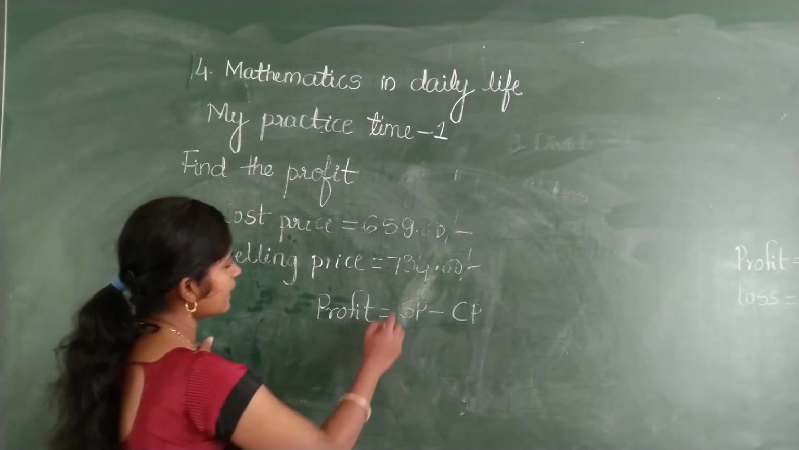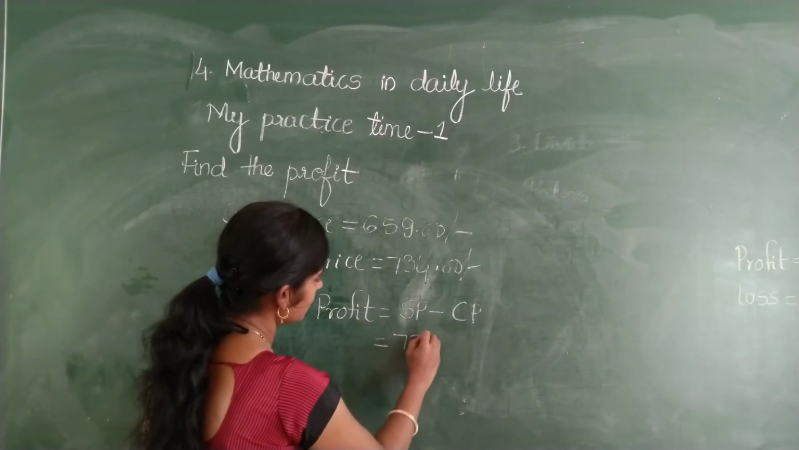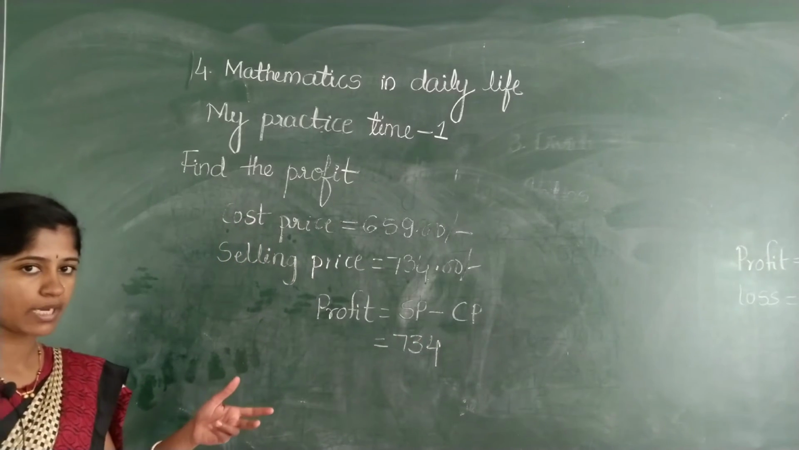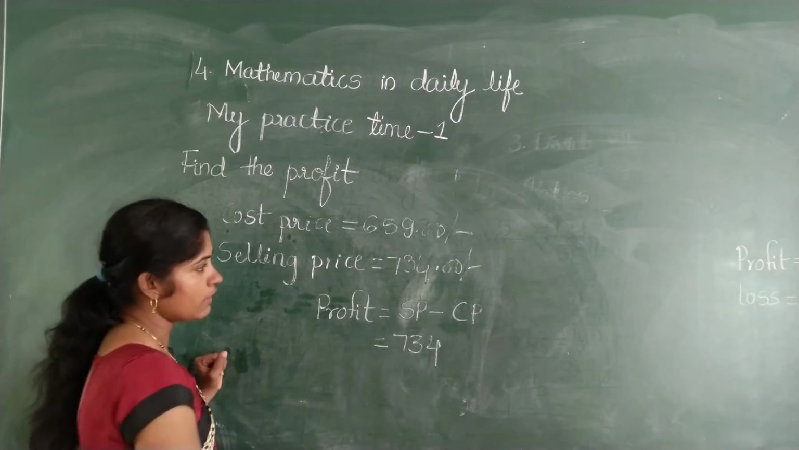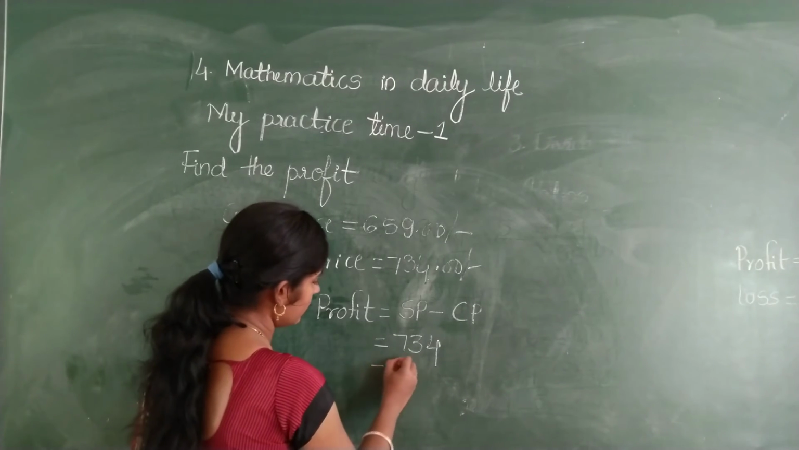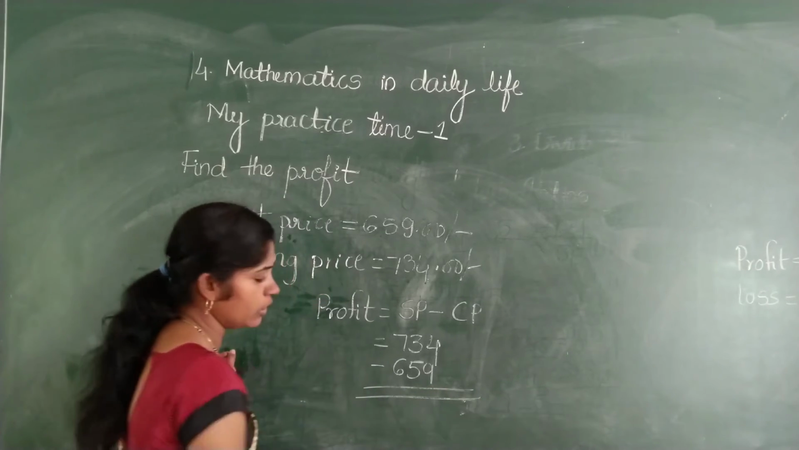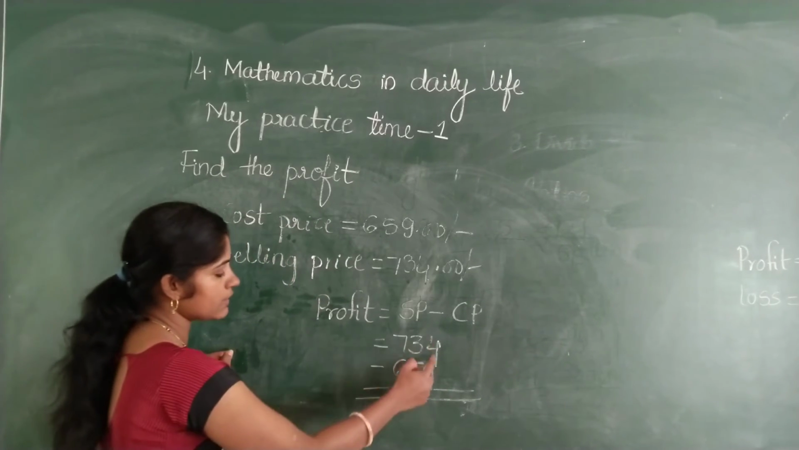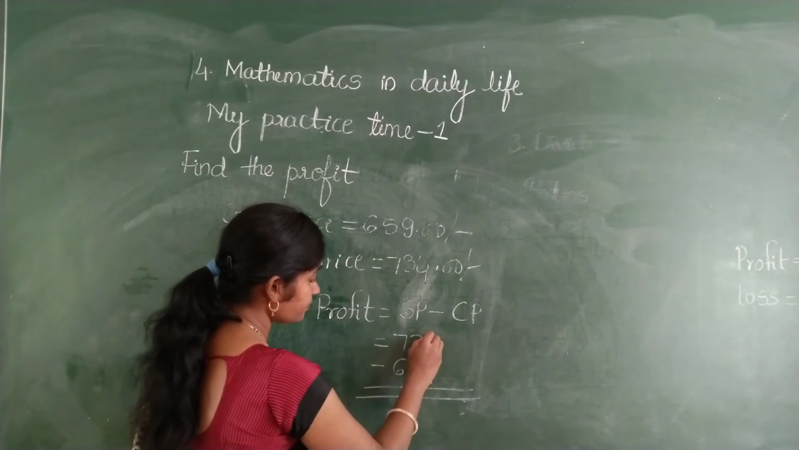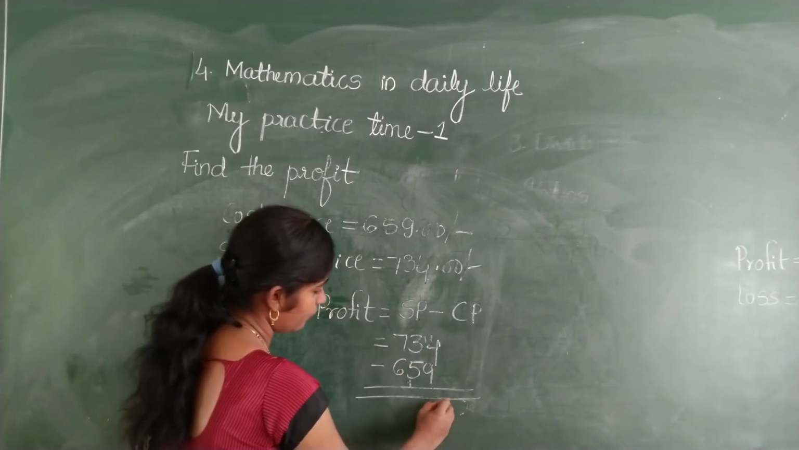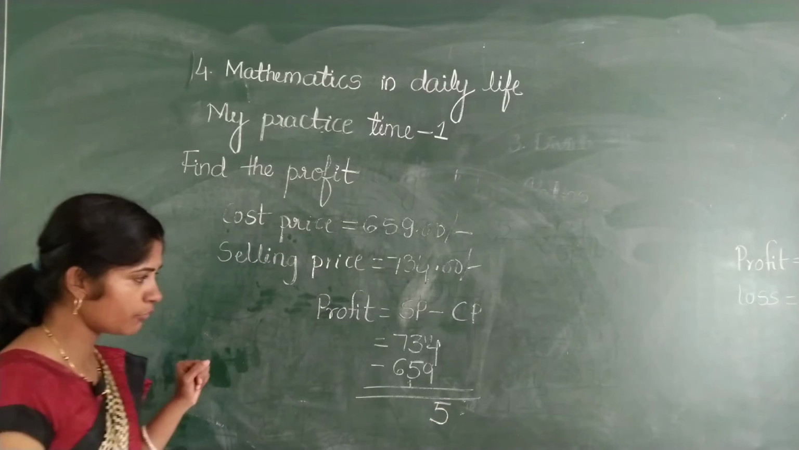So what is the selling price here? 734 rupees. If you don't know horizontal subtraction, you can do vertical also. 734 rupees minus 659 rupees. Now you have to subtract. See here, 4 minus 9 is not possible. Take a carry, it becomes 14. 14 minus 9 is 5.